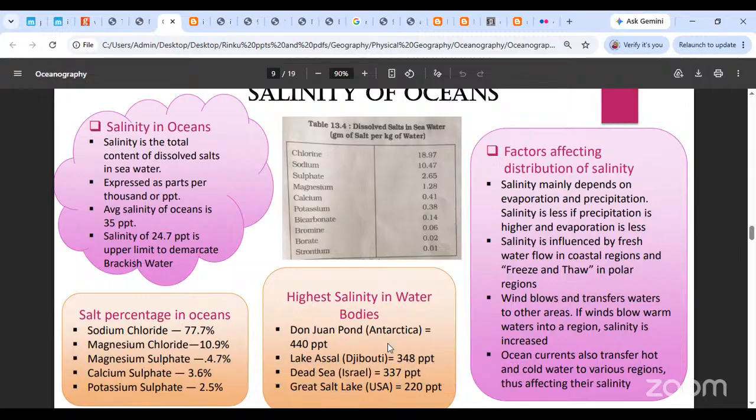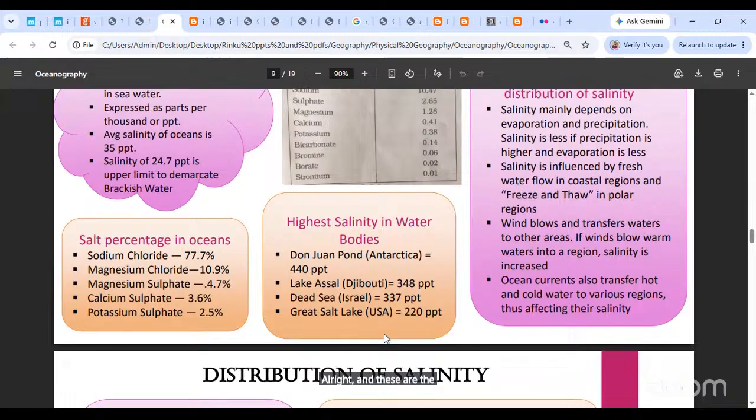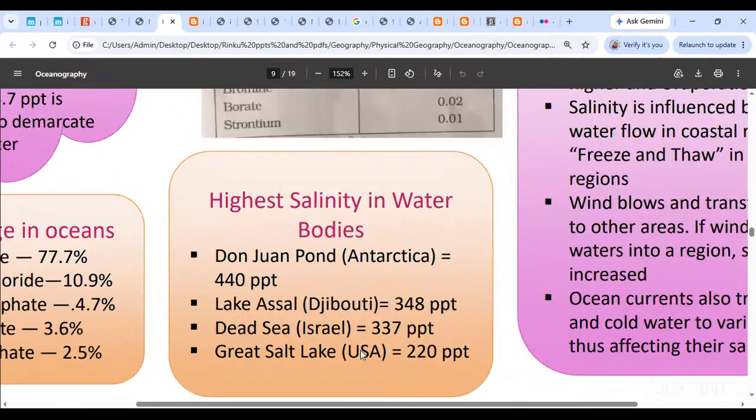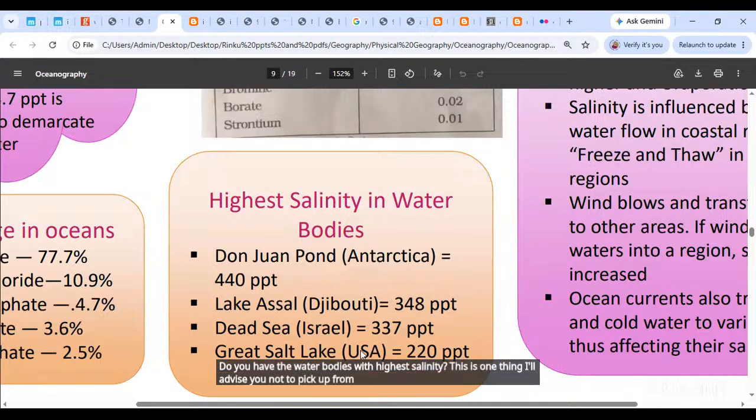All right, and these are the water bodies with the highest salinity. This is one thing I'll advise you not to pick up from NCERT books. I don't know which reference book they were referring to, but they do not have the ideal figures. So this is the highest salinity in water bodies.